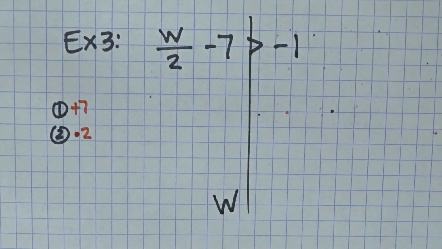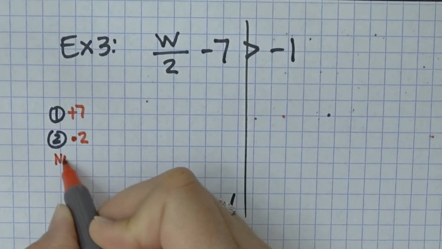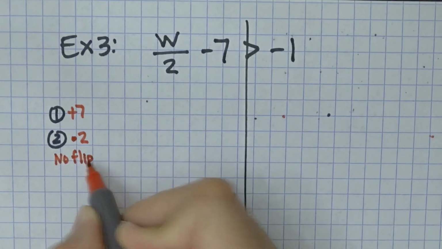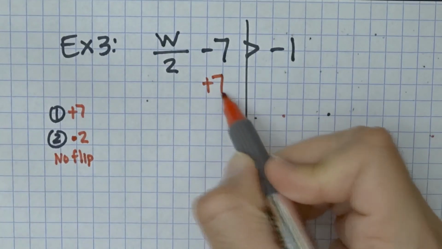Now looking over my steps, I can verify that I am not multiplying or dividing by a negative number. So in that case, I do not have to flip the sign. This is multiplication by a positive 2. And just to write it down so we have a plan on what we're going to do, let's go ahead and start by adding 7.